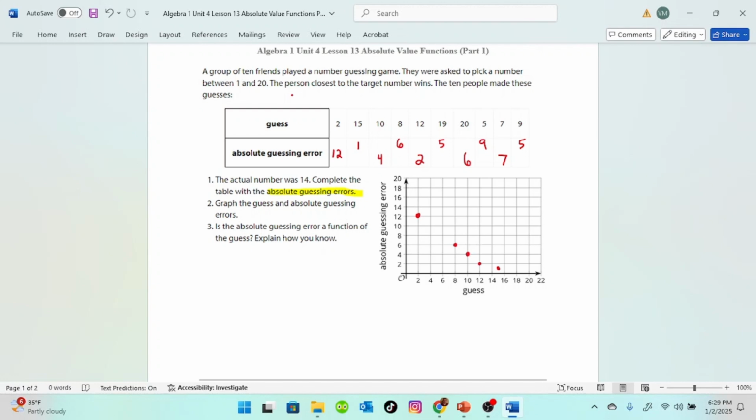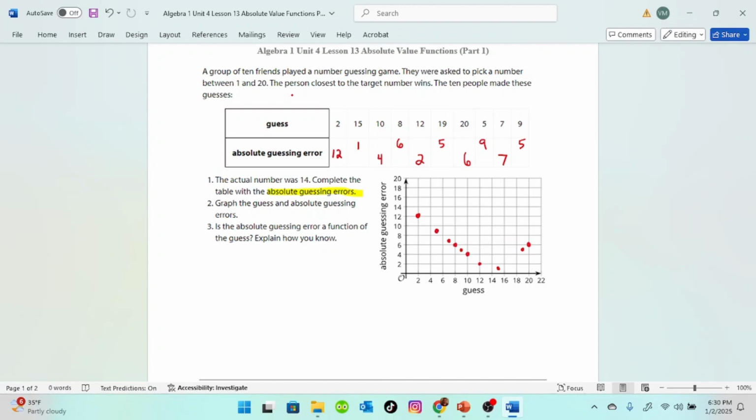Then 19.5 over to 19 up to 5, 26 over to 20 up to 6, 5, 9 over to 5 up to 9, 7, 7 over to 7 up to 7, and finally 9, 5 over to 9 up to 5. And now we have all of the points.